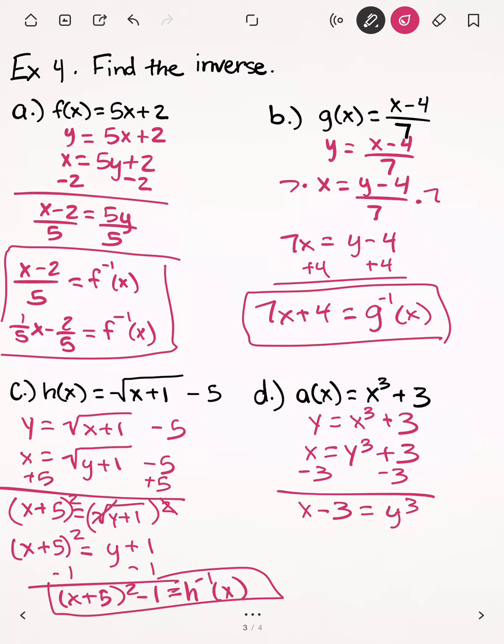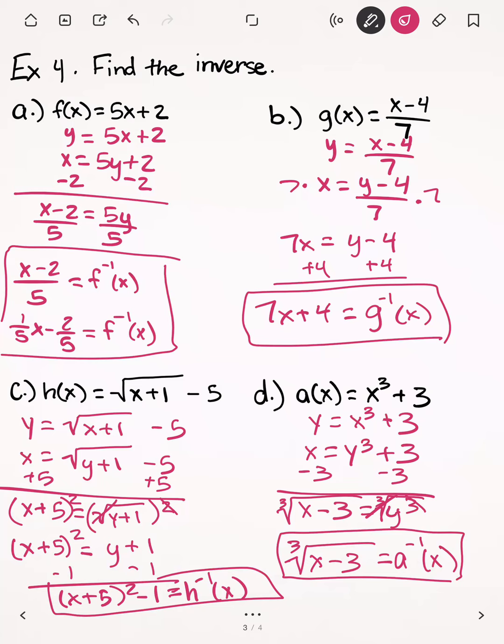To undo something that's cubed, we do what is called the cube root. So that's a radical with 3 in the index number spot. So I have the cube root of x minus 3, and it equals, those cancel out, so that would be y. So I'm going to go ahead and switch it back to function notation, and I get that. The negative 1 in the function notation is just denoting that it is the inverse.